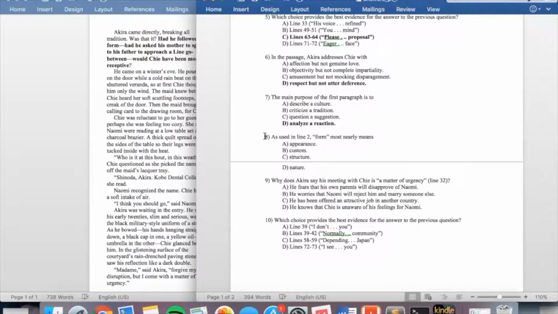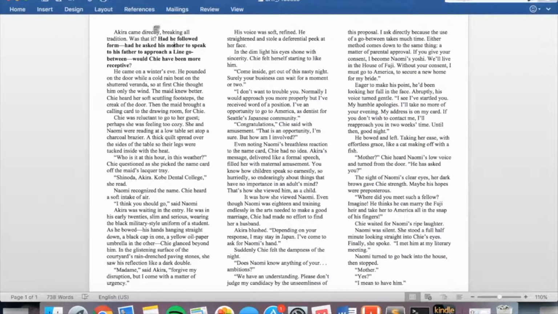All right, question 8 is asking another very specific thing about a specific word. So it's asking about the word form in line 2. Let's go back to the passage here. Let's see. Line 2, form, is right here. So had he followed form, had he asked his mother to speak, etc., etc., would she have been more receptive? So had he followed form, this is suggesting that he didn't follow form because it's projecting an alternative that he didn't do. Let's look back to this first sentence.